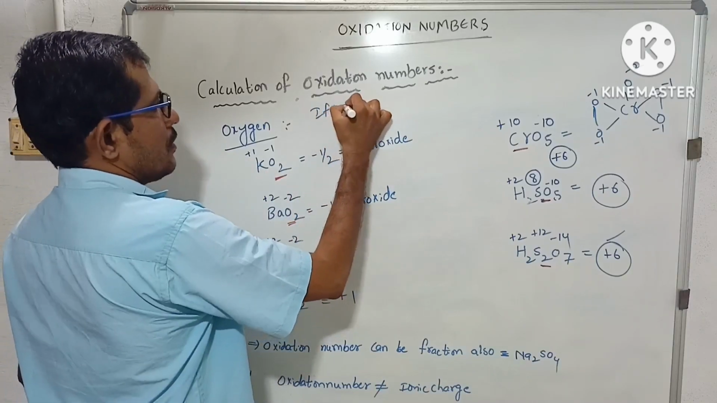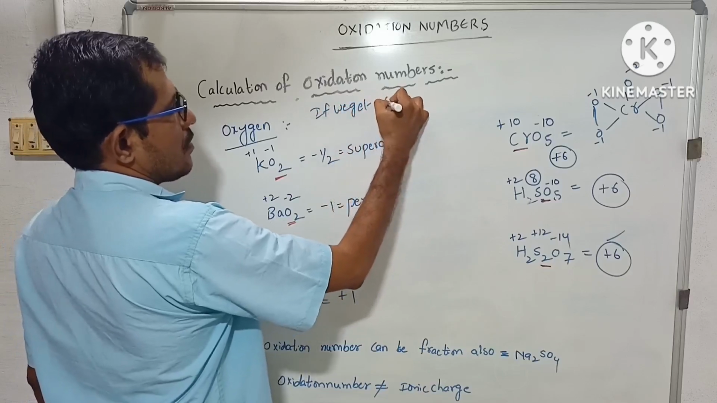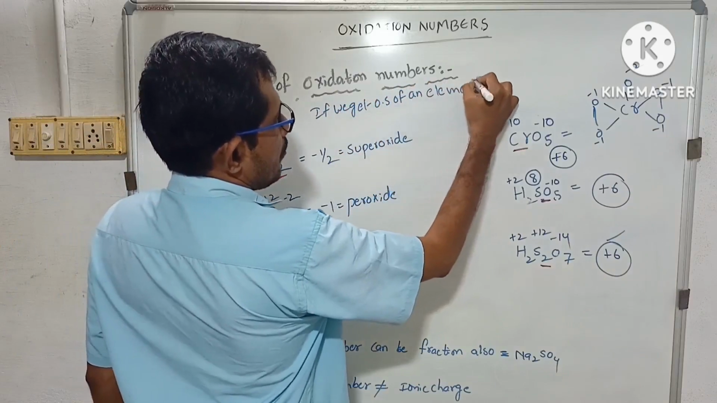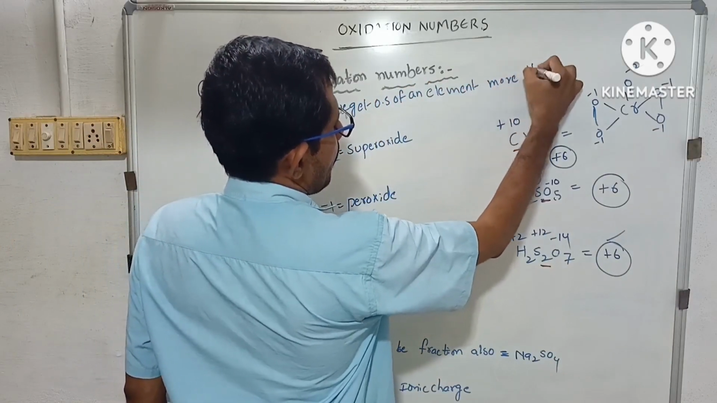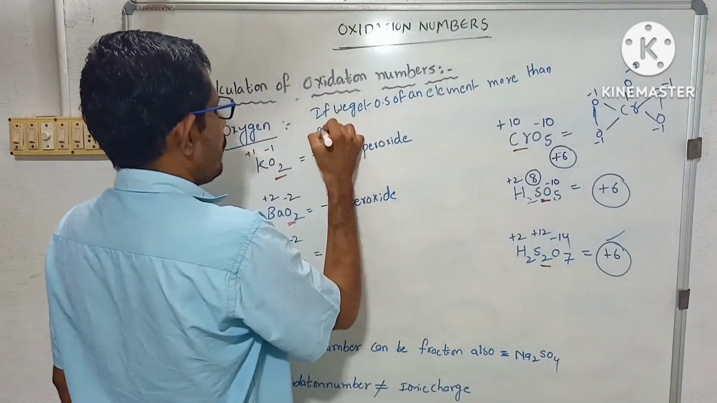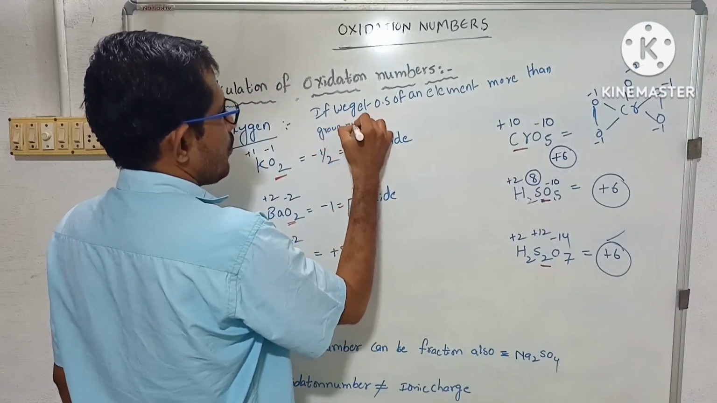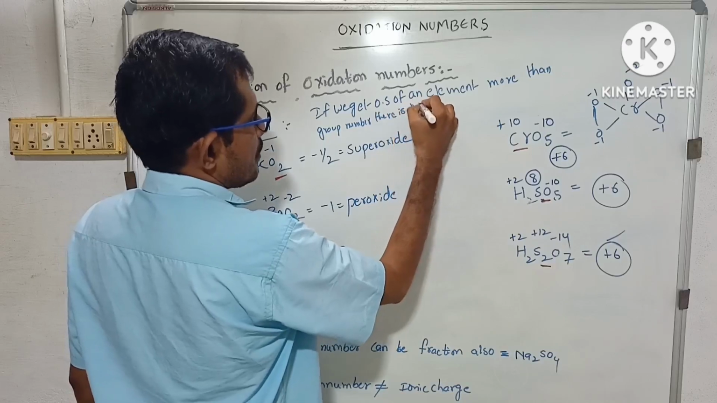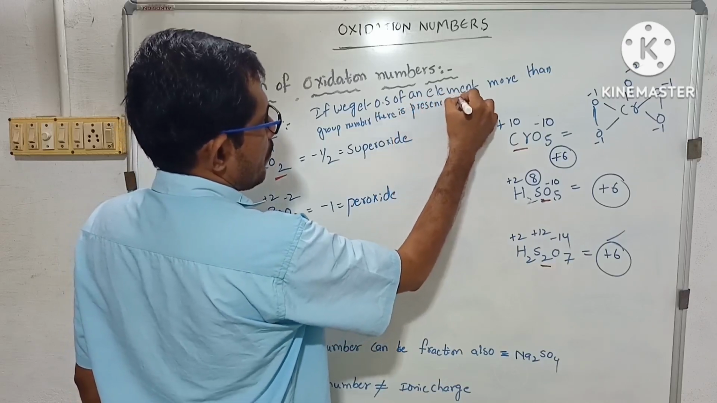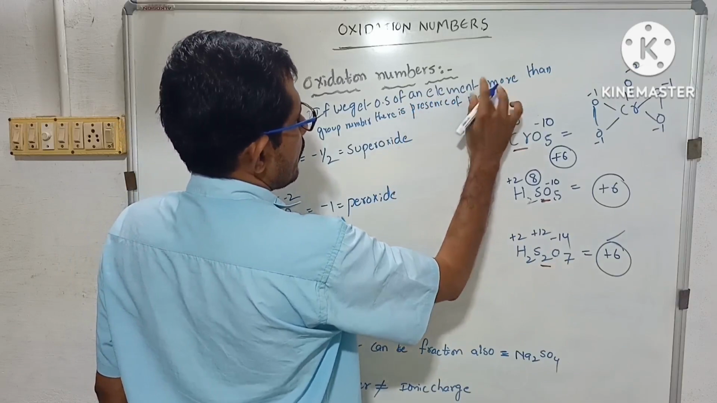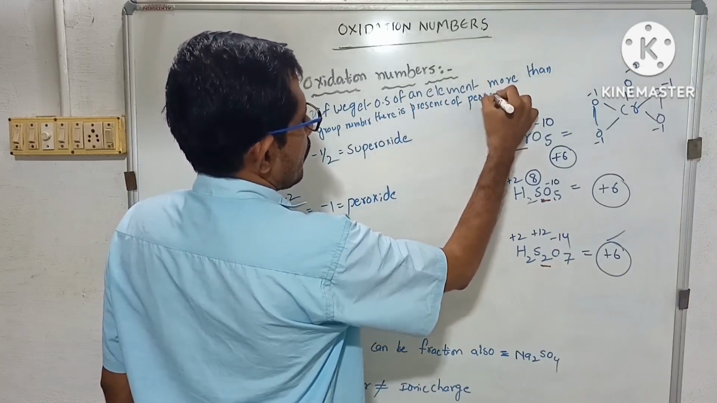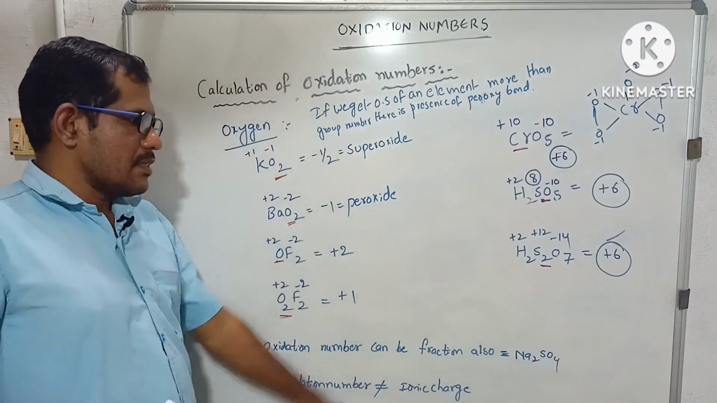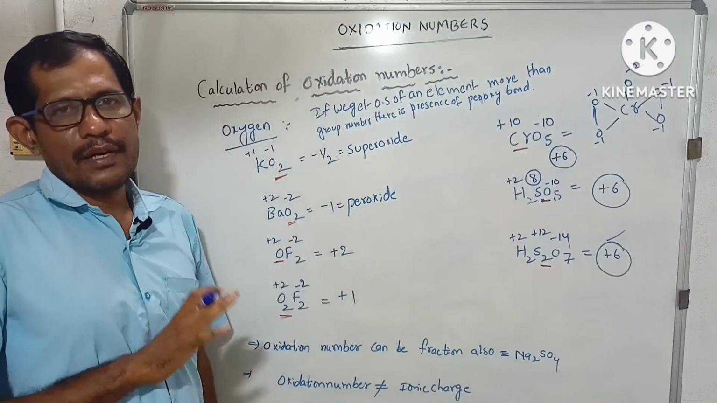If we get the oxidation state of an element more than the group number, there is a presence of peroxy bond, right? In such cases, we need to write the group number only, right?